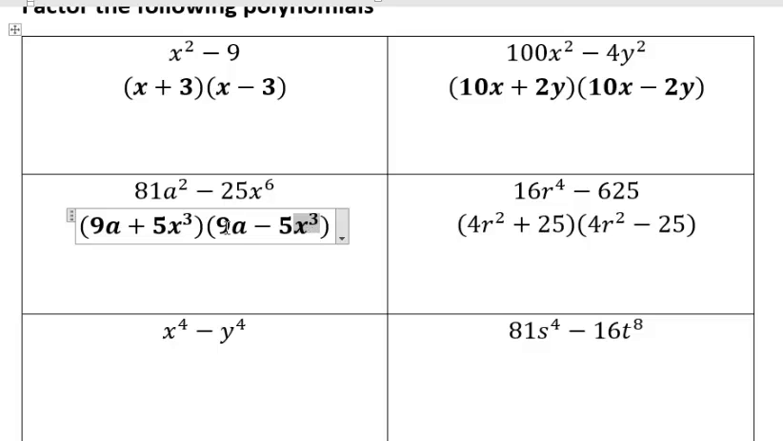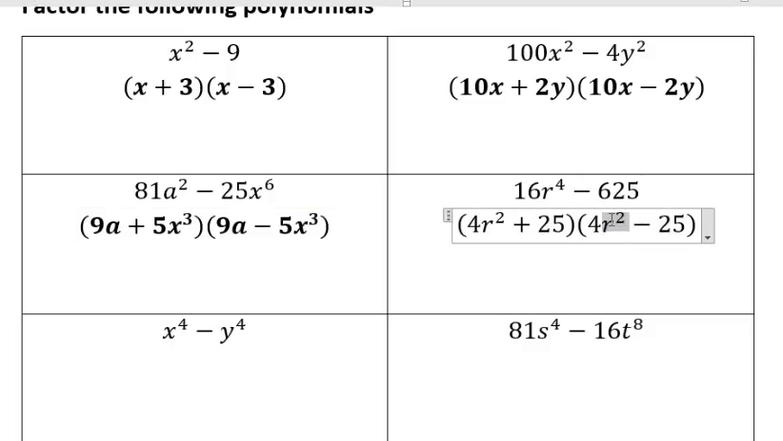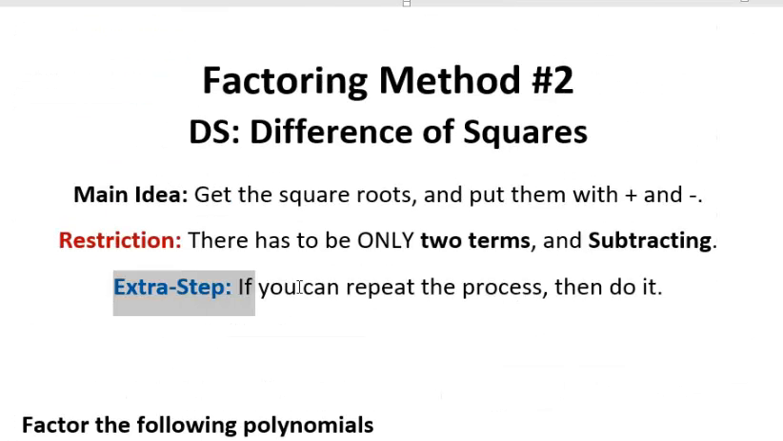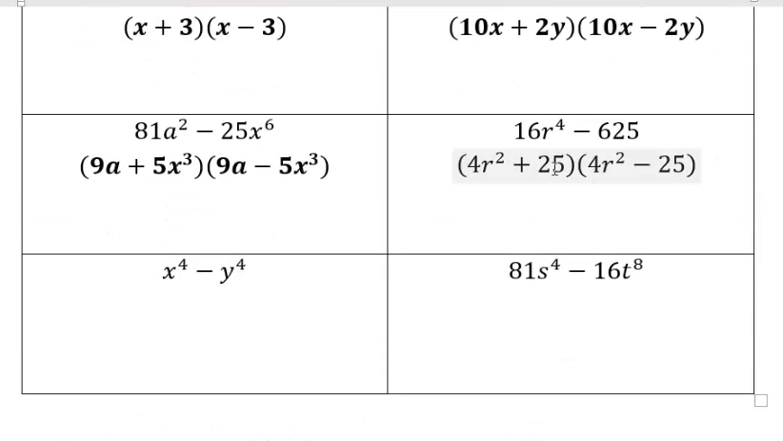Also here you cannot use the method because you're not going to get half of 3 to get the square root. But in this case, yes, you can get half of 2, and also 25 has a square root and 4 has a square root, so you can get square roots in here. Remember, extra step: if you can repeat the process, then do it. I have to repeat the process, okay?